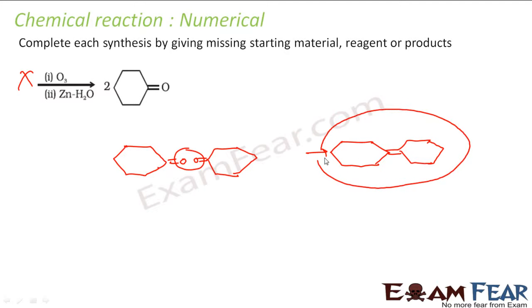So that means ozonolysis of this will give you this. This is my X product, reactant. So when you add O3 with zinc to this, you get this product.